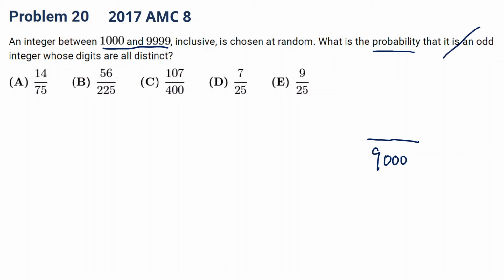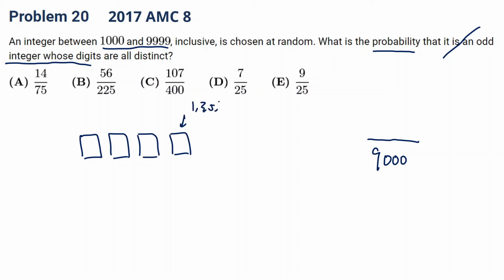Our numerator will be this condition: an odd integer whose digits are all distinct, having 4 digits. It's an odd number, so the last digit should be 1, 3, 5, 7, 9, 5 choices. And then all the digits are distinct. So let's consider, for example, if the last digit is 1, and then let's consider the thousandth digit. The thousandth digit, previously you can choose from 1 to 9, but you have to choose a number that's different from the last digit. So now you have 8 choices.